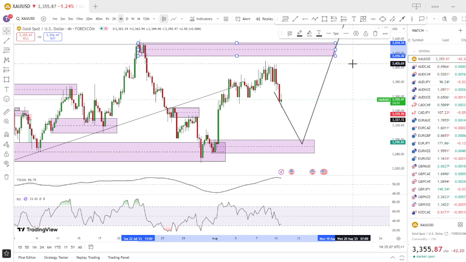Sell region, or sell POI, is between 3434.34. That's so funny, 3434.34 and 3416.30. That'll be my sell POI.